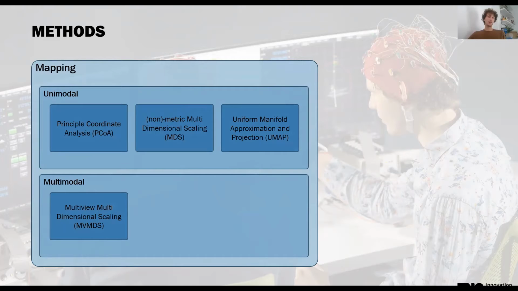Namely, we investigated the performance of each individual measure, that is EEG, heart rate, and skin conductance, but also for all measures combined in a multimodal fashion, as we expected that would maybe increase performance compared to unimodal clustering.